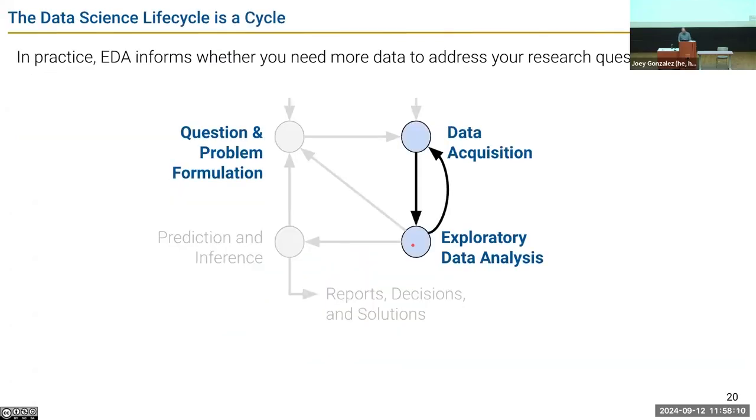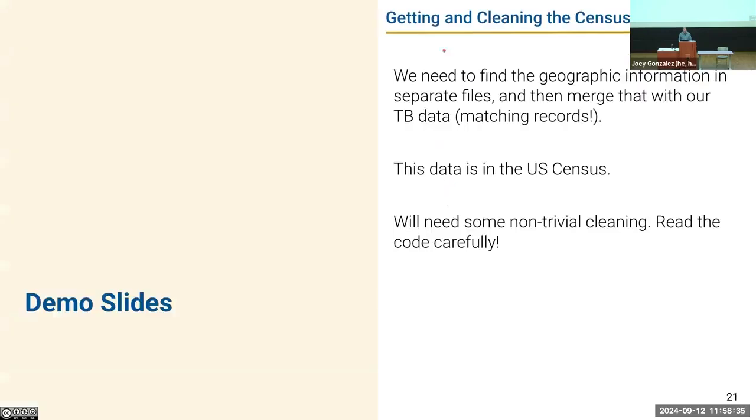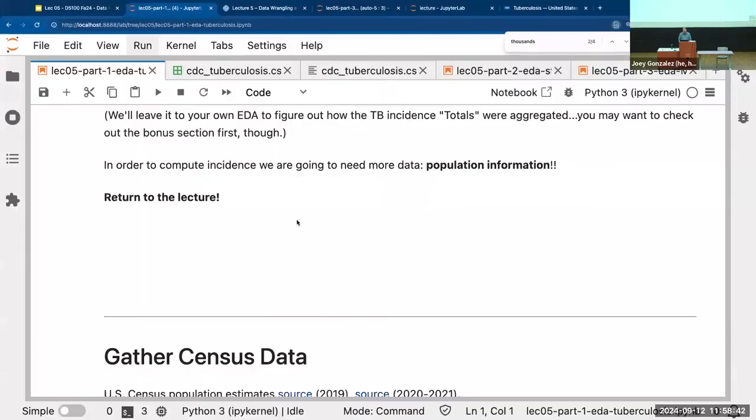So a lot of what we do in exploratory data analysis will reveal that we're missing something. Much like unboxing my new stove for camping, I realized, oh shoot, I'm missing the gas canister, right? And you won't know that perhaps until you start taking the thing apart and looking at what you have. Here, I realize I need the population data. All right, so we need to figure out the geographic information. Let's do that now. I think we can jump to the demo.